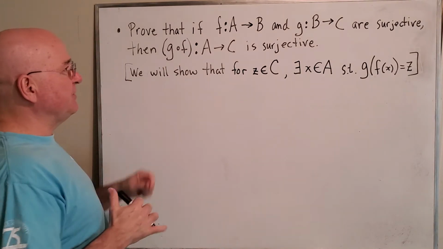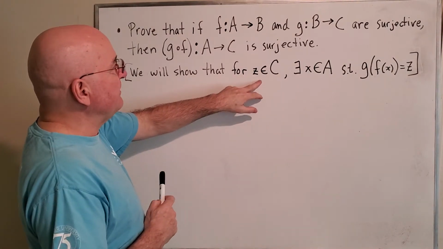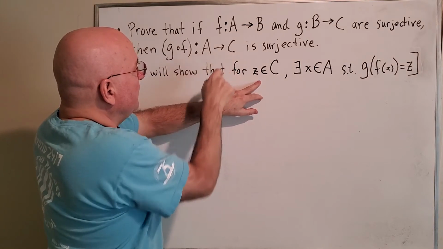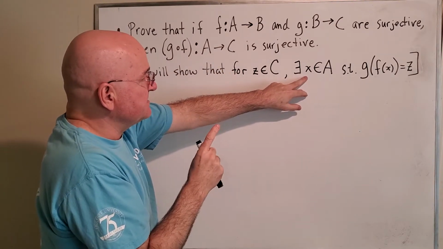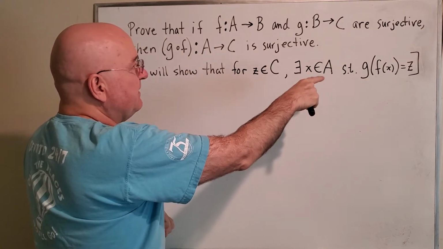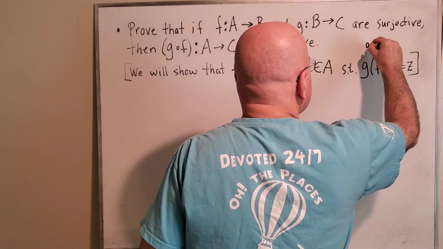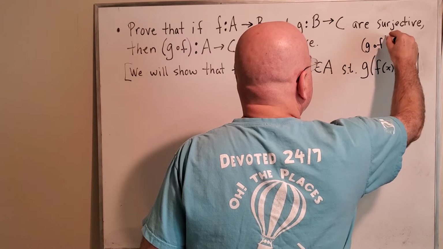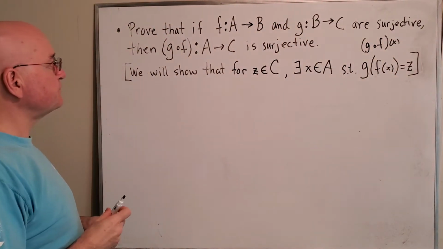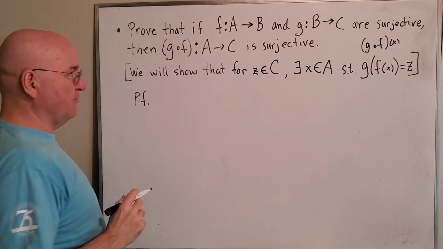So as a comment, I put in brackets, we're going to show that for an arbitrary Z in this set right here, there is an X in this set such that G of f of x is equal to Z. And remember, that's just the definition of G composed with f of x. I prefer to see it in that form. Okay, let's prove it. It should be a very straightforward proof.